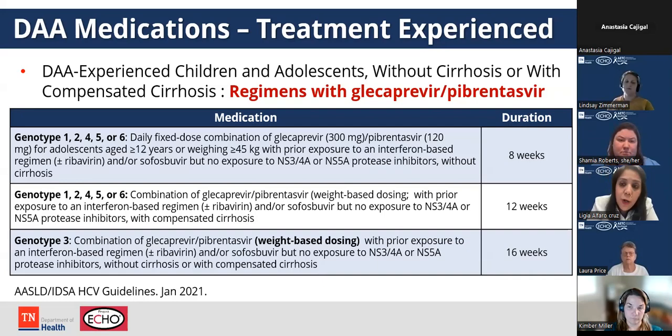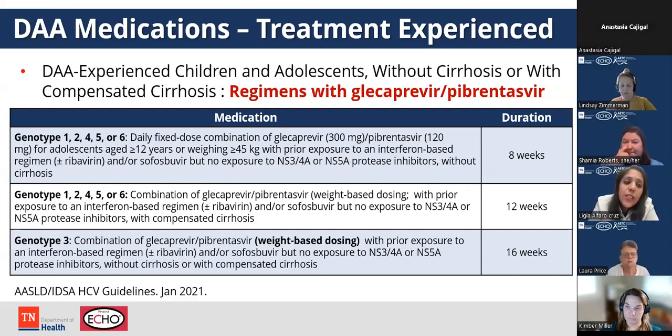As you can see here, usually with genotype 1, 2, 4, 5, or 6, we can use glecaprevir/pibrentasvir for 8 weeks when a patient has not been exposed to any NS3/4A protease inhibitor in the past, but has been exposed to sofosbuvir. Then we have treatments for 12 weeks.